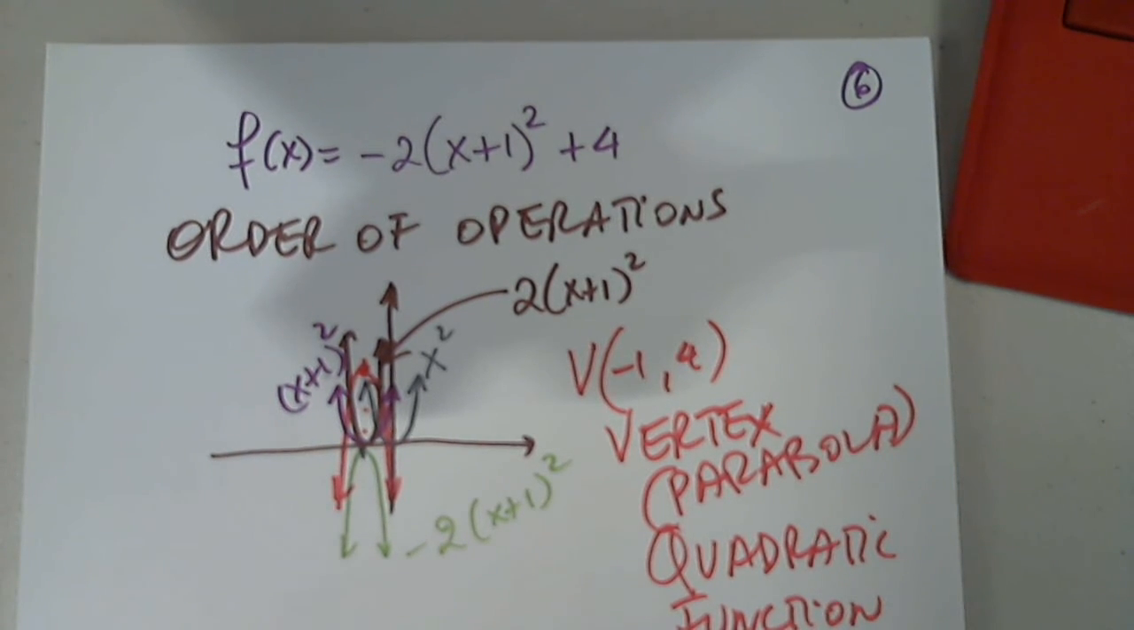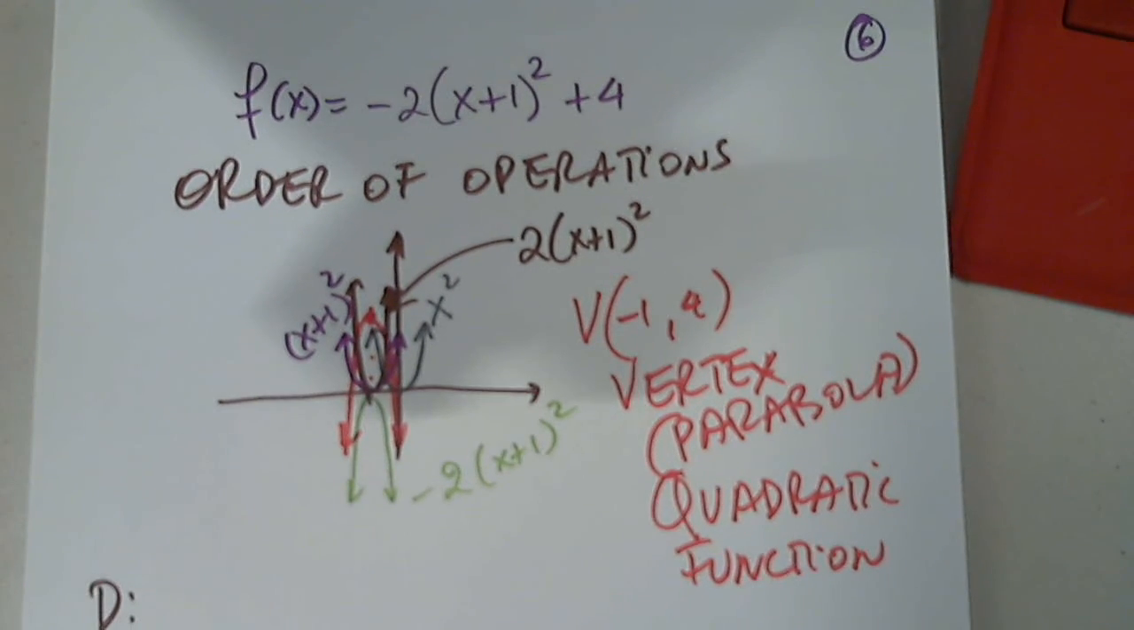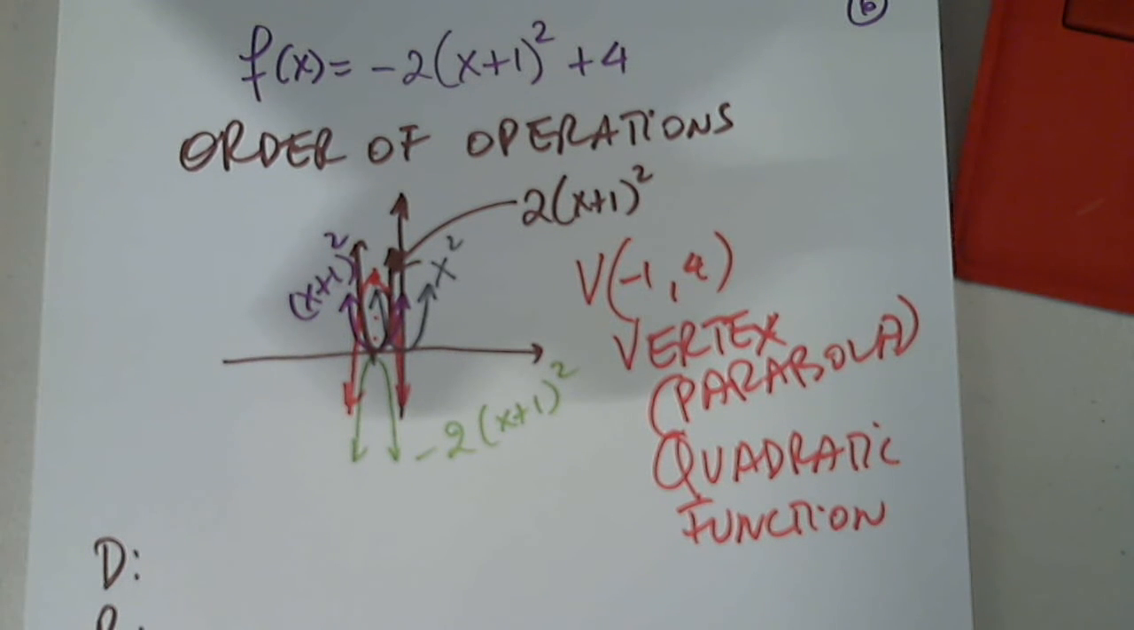But I can find the domain and the range in a blink. Can anyone give us the domain and range for this function? Is it negative infinity to infinity? Great job. And what about the range?